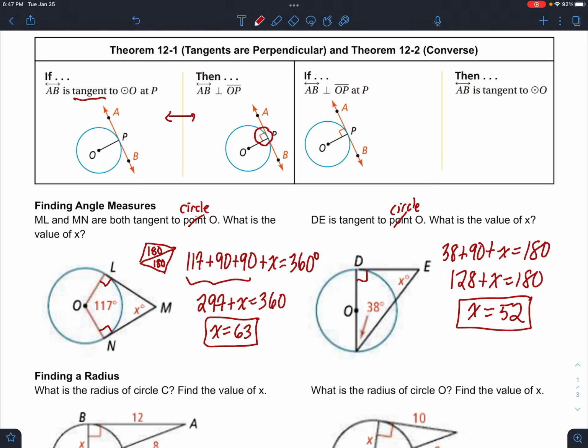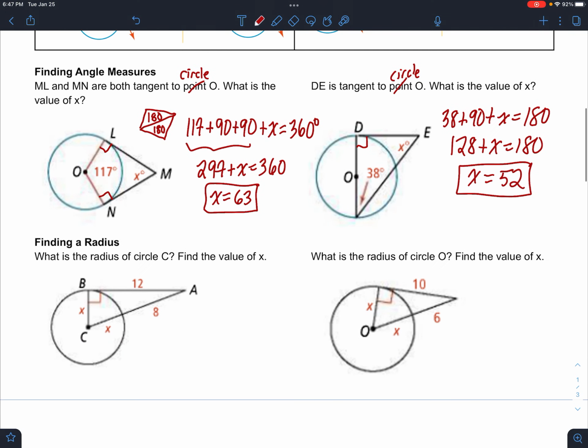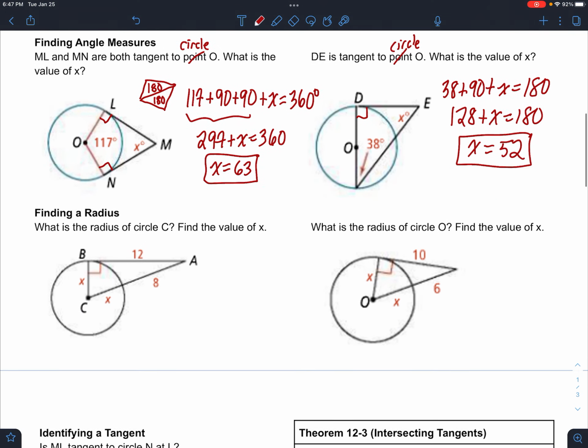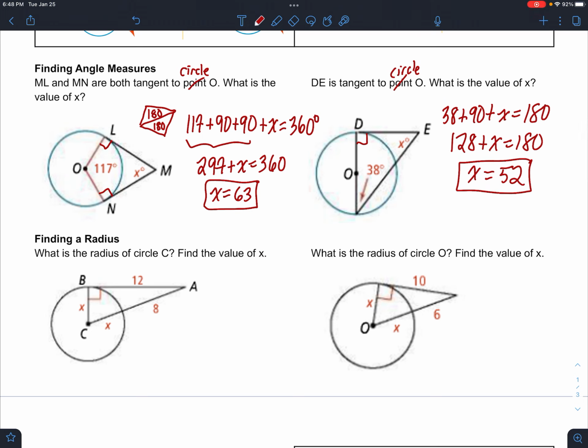Okay, so basically tangents are at right angles is our goal here. You can find angle measures, but now we can also find a radius here. So what is the radius of circle C? Well, first things first, it's showing us that this is a right angle. So we could definitely set up the Pythagorean Theorem for this triangle.